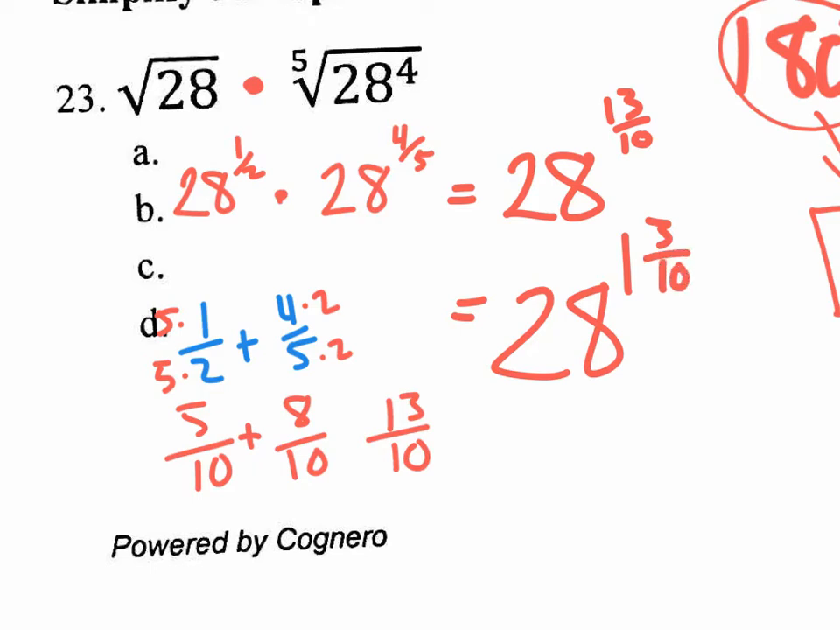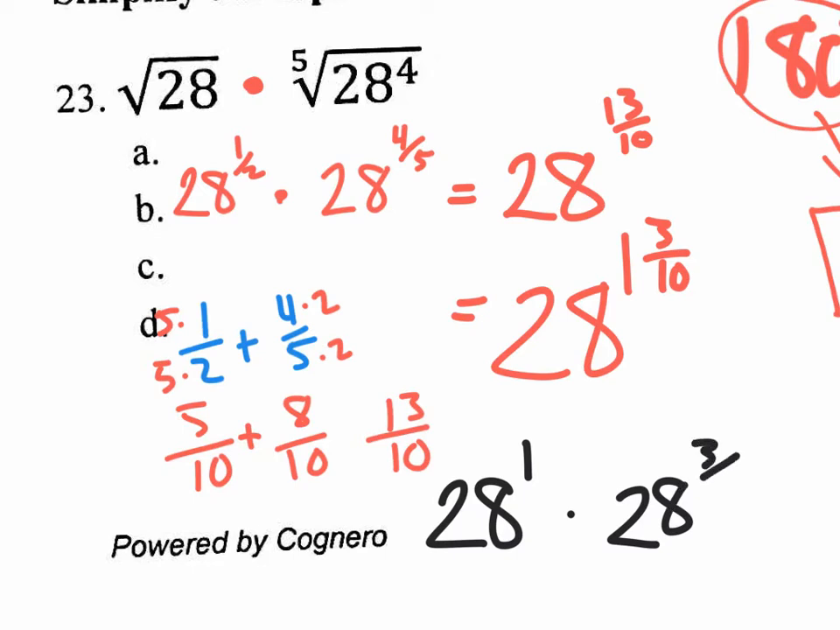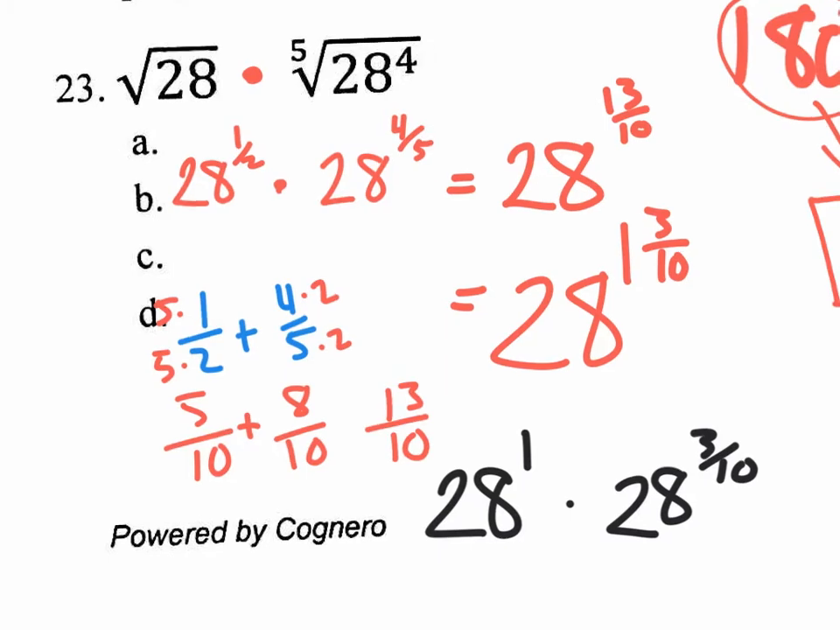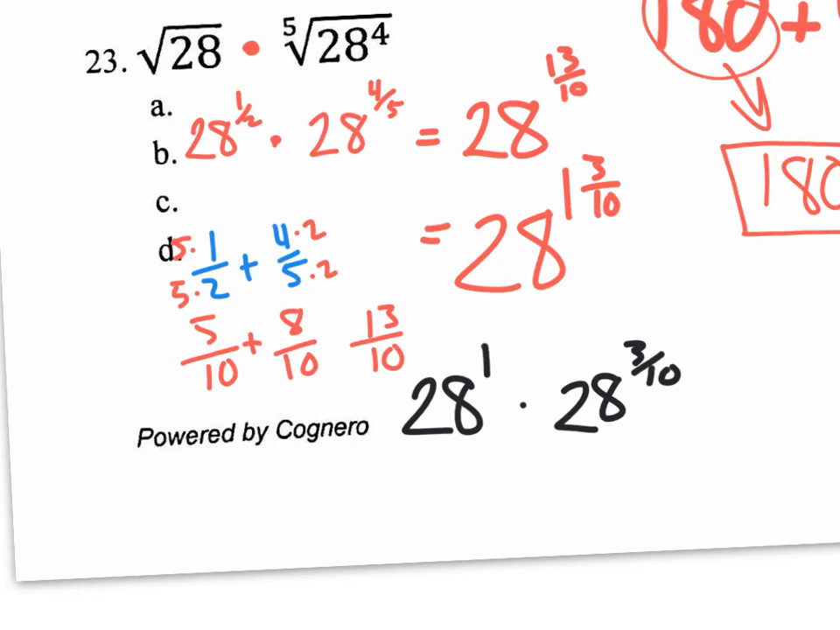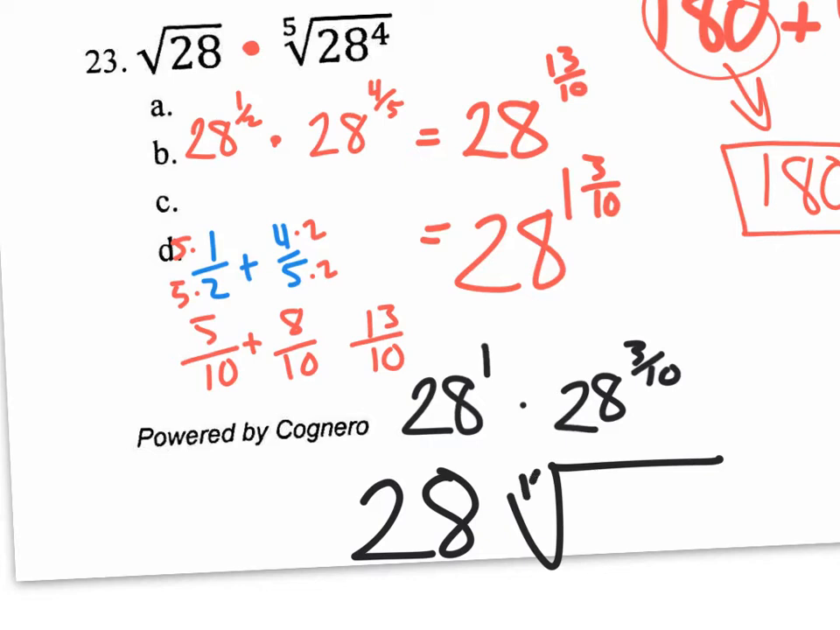Are you with me? Okay? So now that we have a mixed fraction, we're going to split the base and write it as our final answer. We're going to write 28 to the 1 power, the whole number, times 28 to the 3/10 power. Okay? Now let's change it back to a radical. So our final answer is going to be the number 28. What kind of root? 10th root of 28 to the 3rd power.